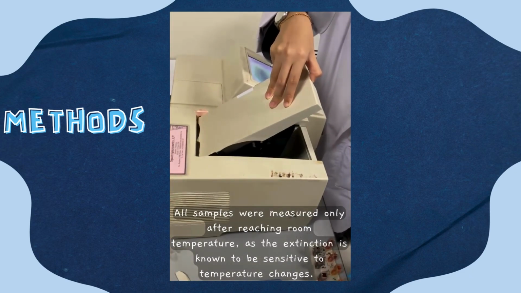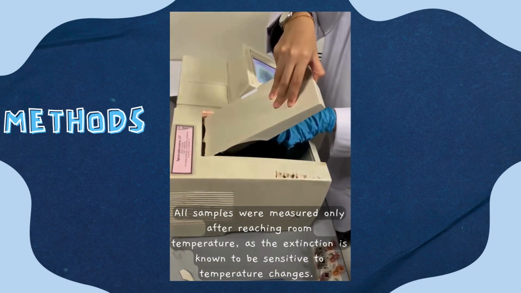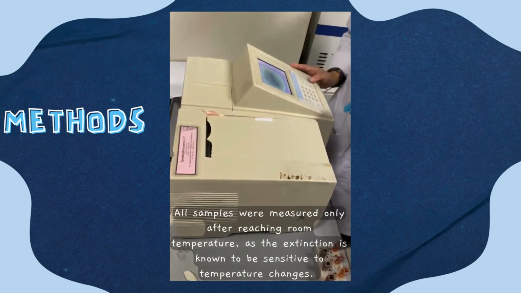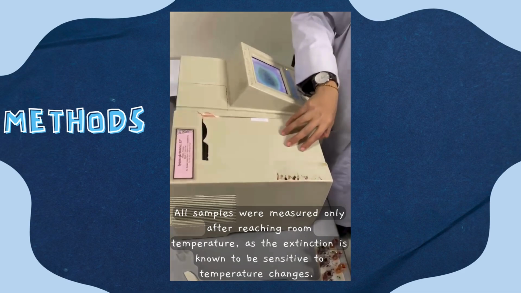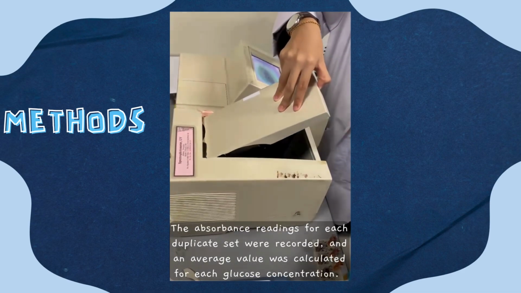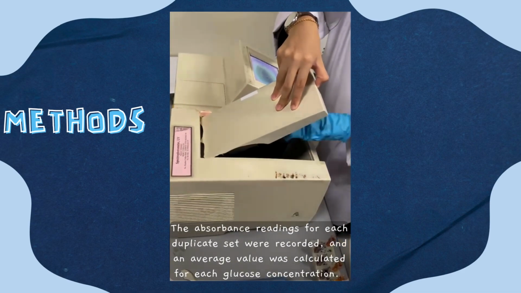This is our results for the experiment. The average and the standard deviation of absorbance at 575 nanometer were calculated for test tube 1 until test tube 6.